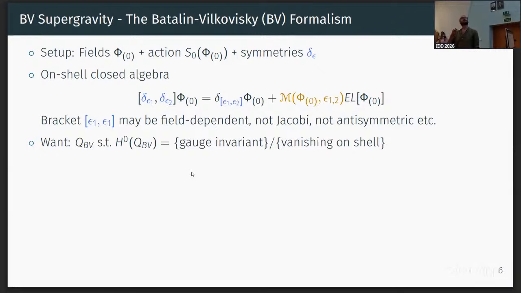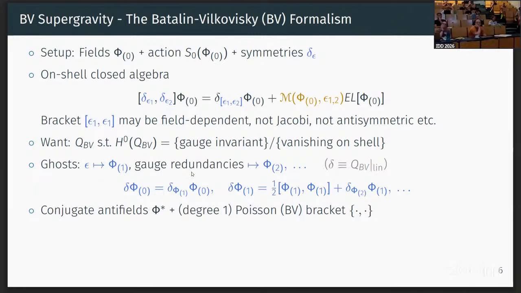Okay, and from this data, we want to construct some kind of cohomological operator, such that at least the zero cohomology is gauge invariant stuff up to stuff that vanishes on shell. How do we do that? We basically follow the ansatz of BRST. So we introduce ghosts for each symmetry, which are parity shifted. If you have gauge redundancies, you need to introduce a ghost for ghost.